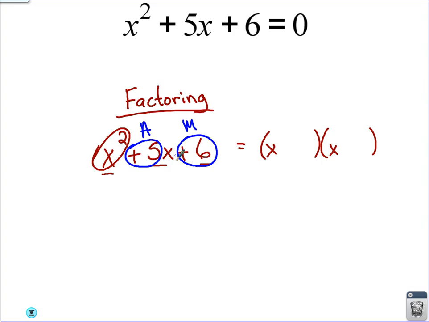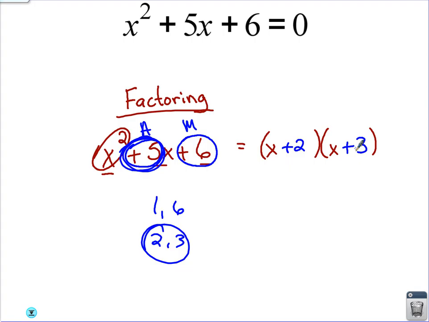So always start over here. If you need to, make your list down here: 1 and 6, 2 and 3. I need those same numbers to add to give me 5. What are they? 2 and 3. Positive 2, positive 3 is factored. You're done.